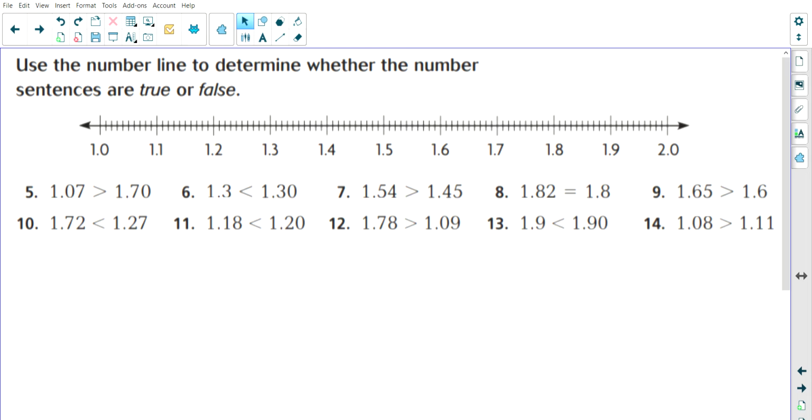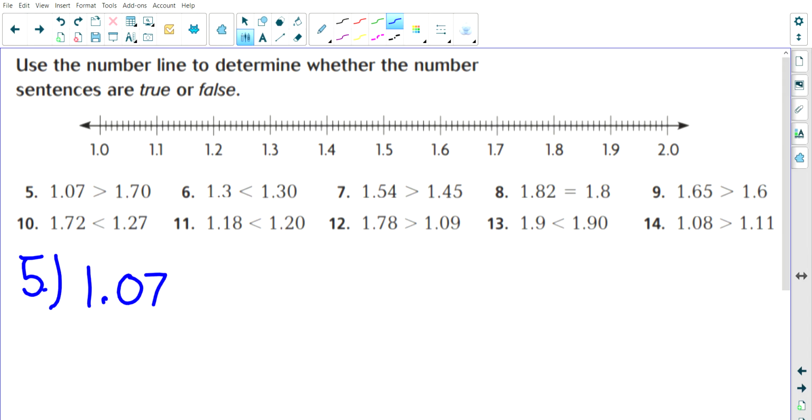Okay, we're going to solve a couple of these problems using a number line to see if they are true or false. So let's take a look at number 5. Number 5 says 1 and 7 hundredths is greater than 1 and 70 hundredths. We need to tell whether that is true or false using the number line. So go ahead in your textbook, you have the same number line out in front of you. Go ahead and mark with your fingers to see which one is greater.